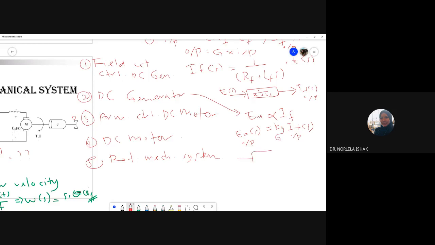So you draw the block diagram. Then this is the Kg, the gain. And apa input dia? Input dia adalah IF S dan output is EA. Okay. Boleh follow? Boleh.